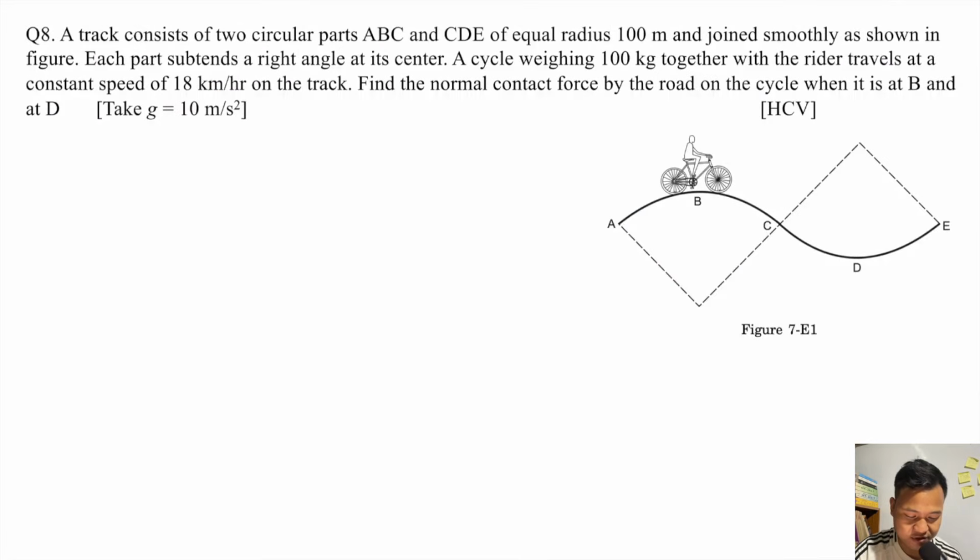Okay, last question. It's from a classic question. A track consists of two circular paths, ABC and CDE. So this part is convex upward and concave upward. The radius is 100 m. Joined smoothly as shown in the figure. Its parts subtend a right angle.